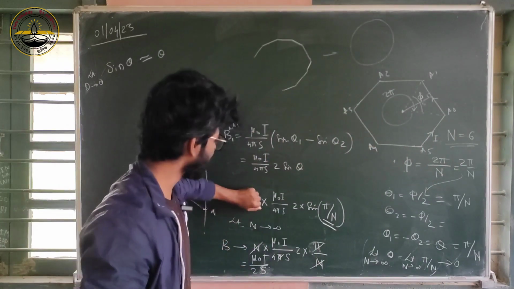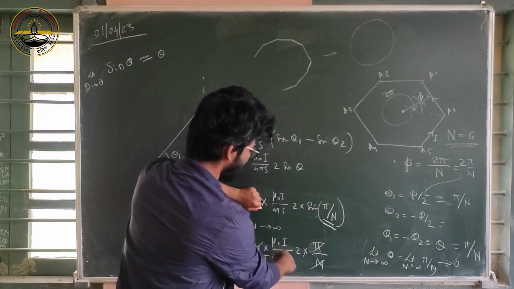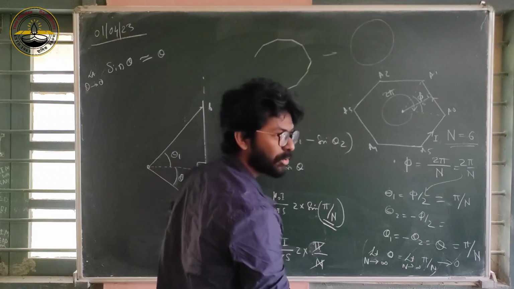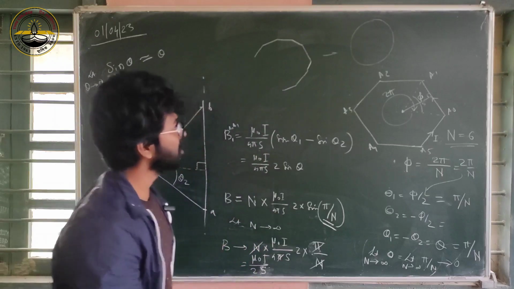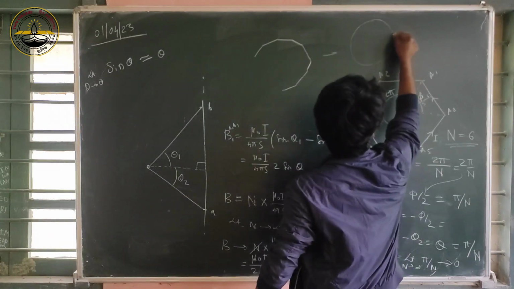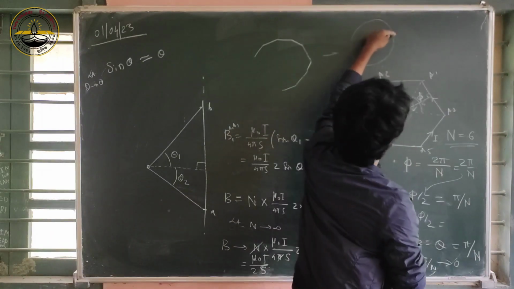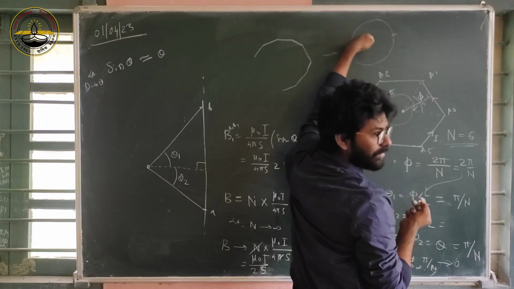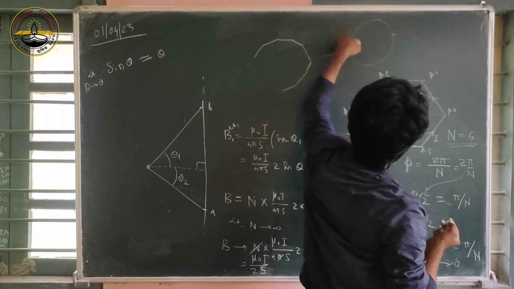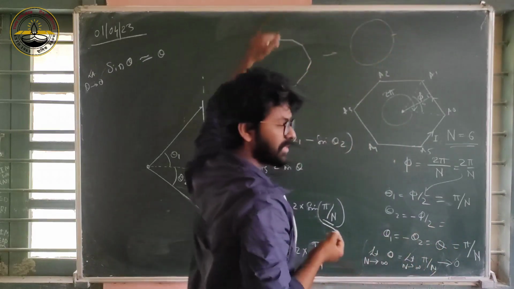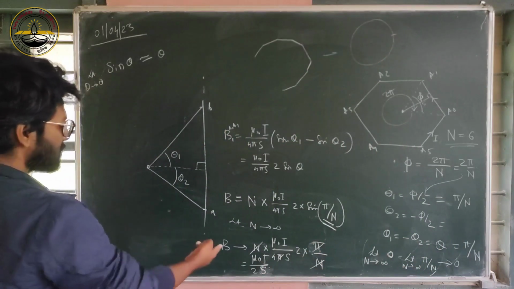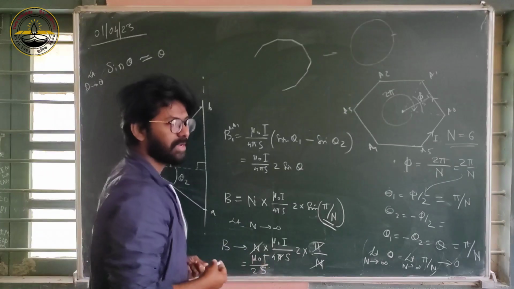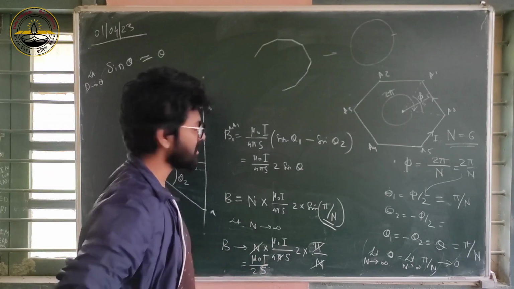If you don't multiply by n, this will be just some number divided by n, and tending to infinity, the magnetic field is 0. That makes sense. That just means the magnetic field due to this point at the center is obviously 0. When you sum over all these points, then only you get that thing. So this must match with the magnetic field of a circle at the center.